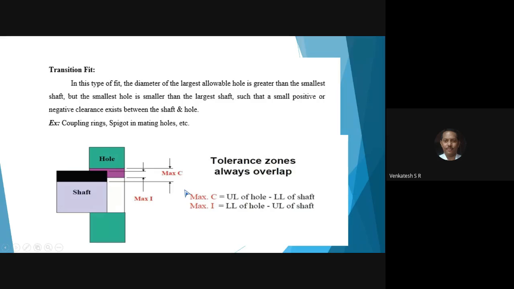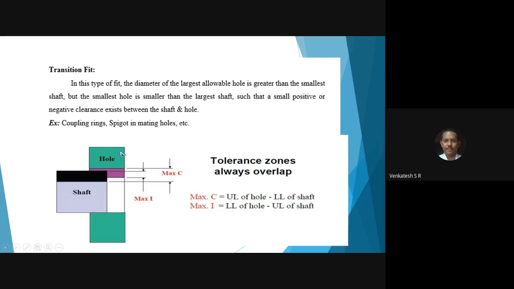Next, come to the point. This type of fit is transition fit. The name itself indicates that once the clearance fit exists, once the interference fit exists. Once the diameter of the shaft is less than the hole, the second time the diameter of the shaft is more than the diameter of the hole, then transition fit exists. This type of fit is required for bearing pushers or couplings used for transmission of power from one place to the other place.